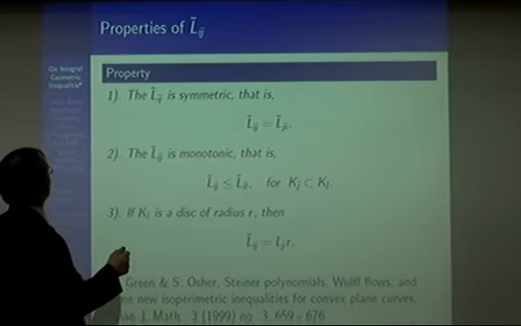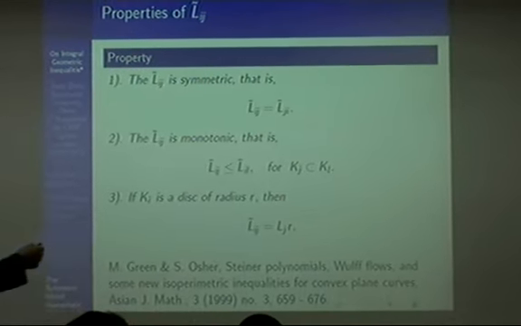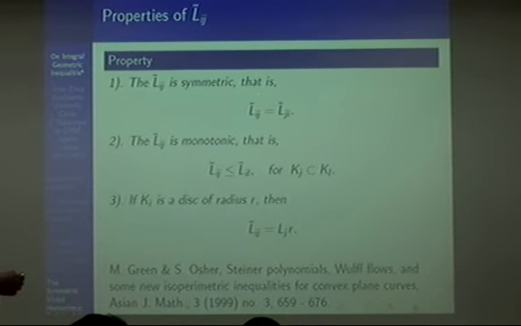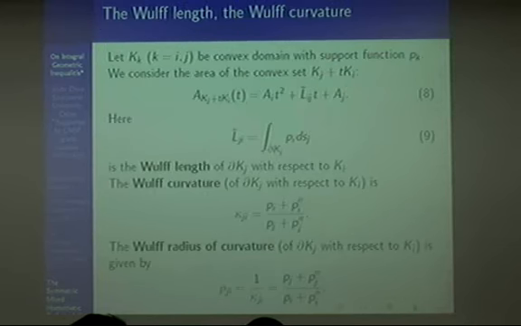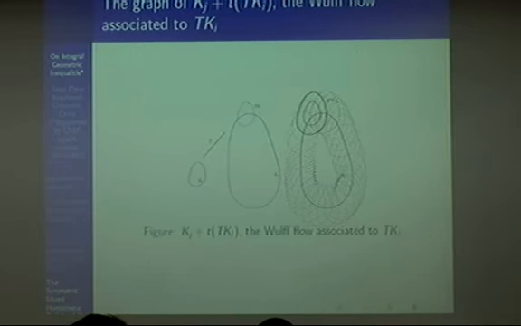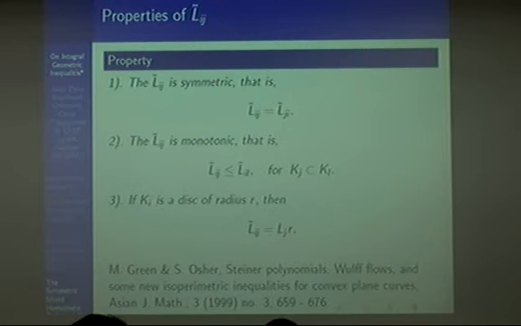Now this L, Ij is symmetric. This is well defined here, okay? This is well defined because the Ki is given. This boundary is also given. So this is a quantity we can compute. Then we have this is symmetric, and also monotonic, okay?